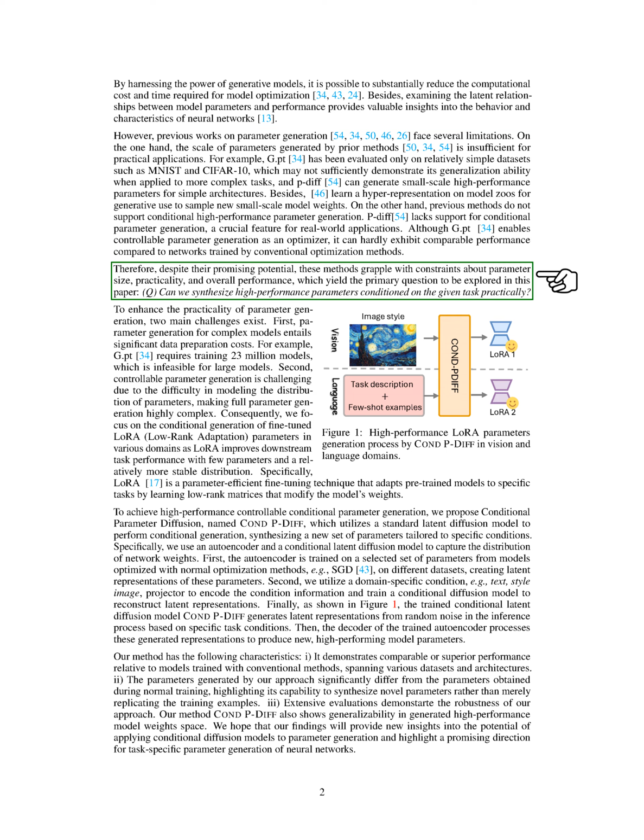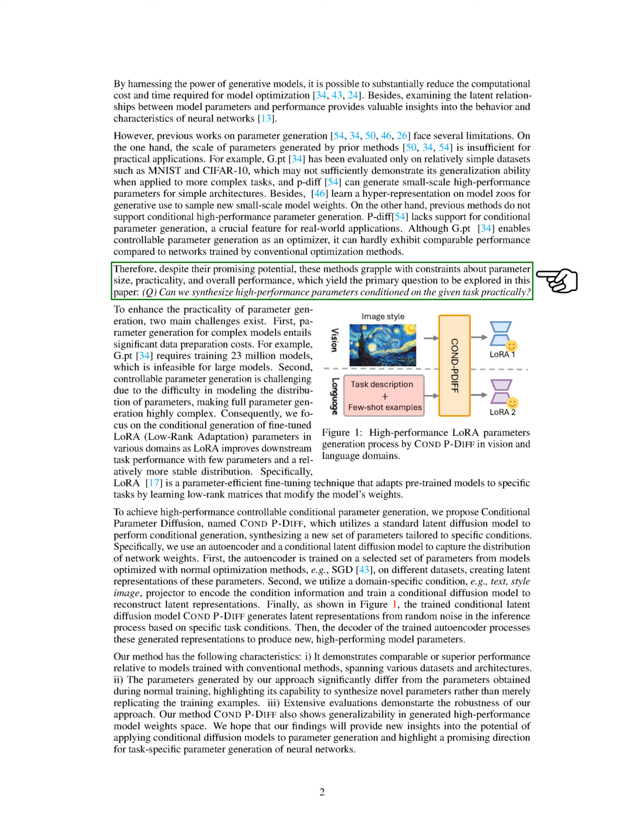Additionally, these methods struggle with conditional high-performance parameter generation, which is essential for real-world applications. While G.pt allows for some control over parameter generation, it does not match the performance of networks trained through conventional methods. This leads us to our main question. Can we practically synthesize high-performance parameters conditioned on specific tasks?